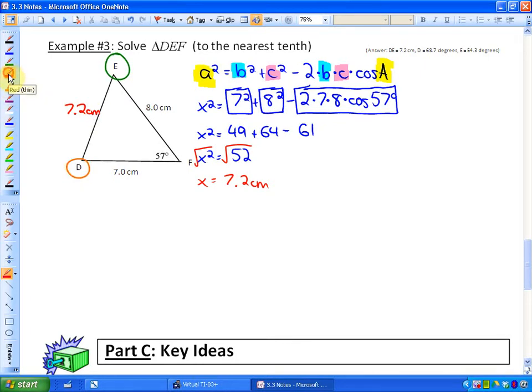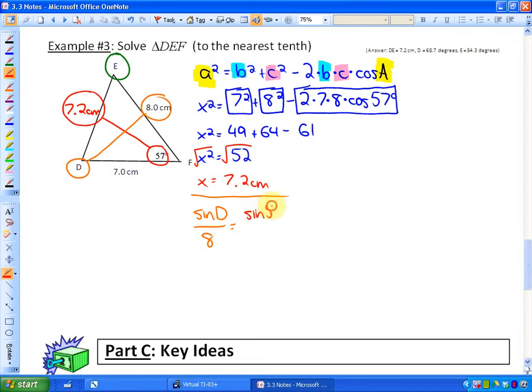Okay, so here are my opposites. I'm going to use 7.2 is opposite 57, and I'm going to use that angle D is opposite 8 centimeters. So the sine law says this. It says that sine of angle D over its opposite side, which is 8, is equivalent to the sine of 57, because that's an angle that we have, and its opposite side 7.2. So the first step of algebra is to multiply each side by 8. So we'll have that sine D is equivalent to this quotient and product.